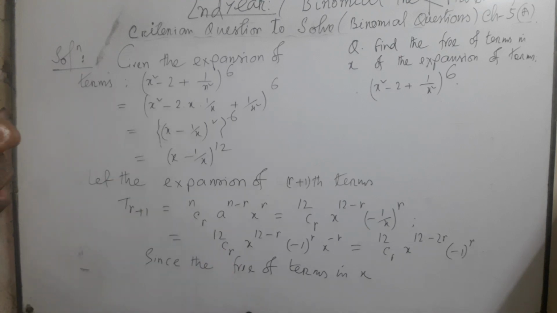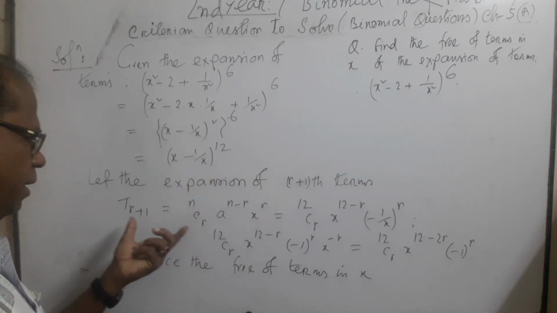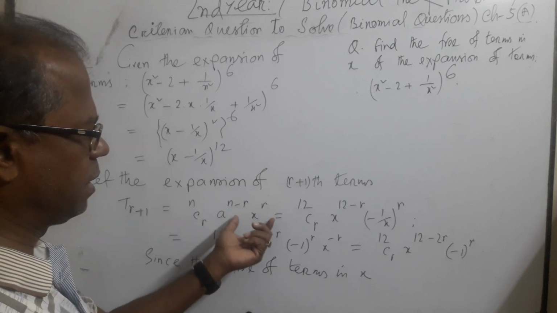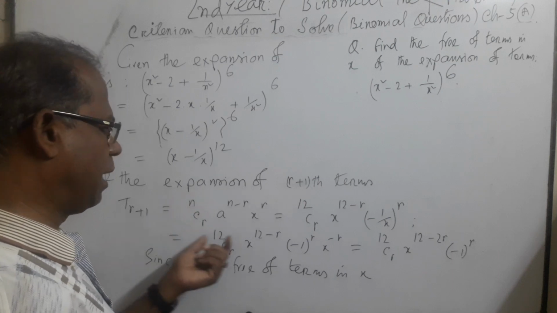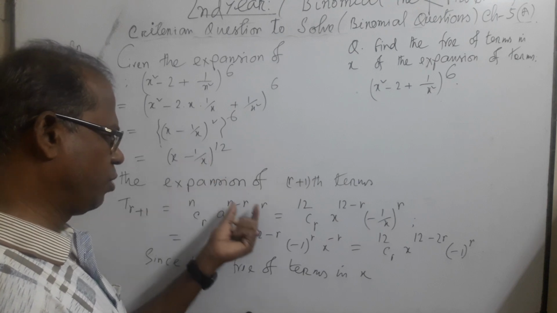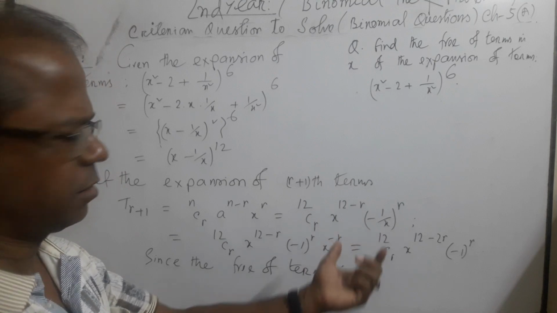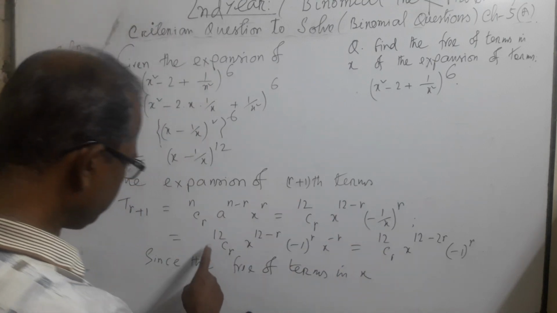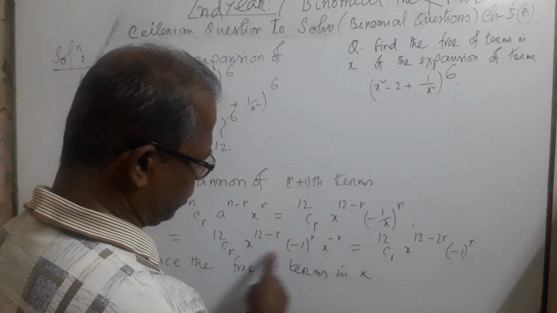The (r plus 1)th term of the expansion is T(r+1) equals nCr a to the power n minus r times x to the power r. So it is 12Cr x to the power 12 minus r times (minus 1 by x) to the power r. It is so easy, no problem. Simplifying, we get 12Cr x to the power 12 minus 2r times (minus 1) to the power r.